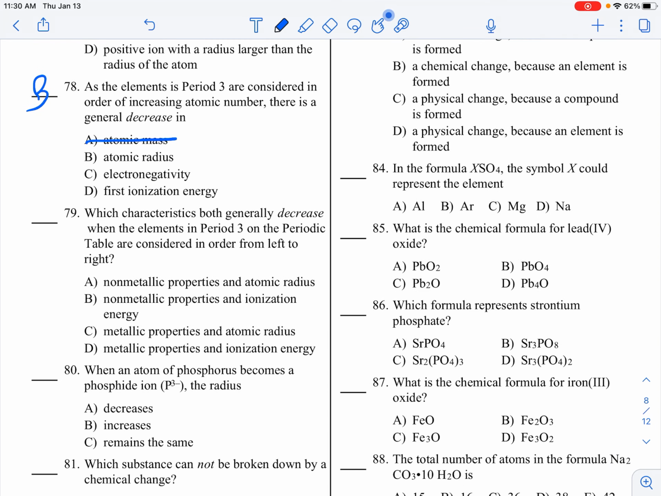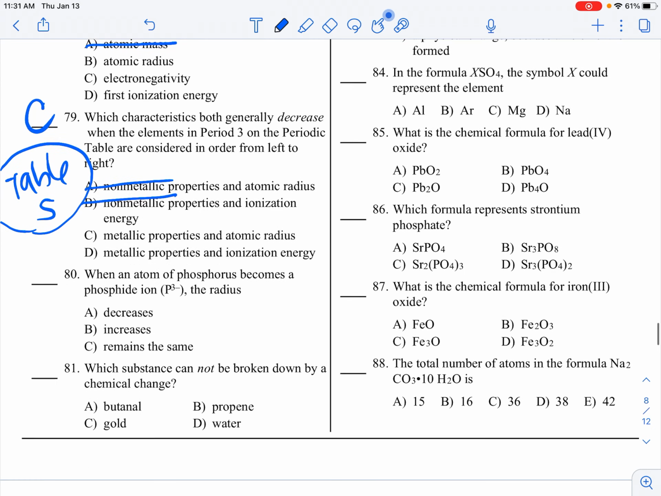Which characteristics generally decrease when elements are considered left to right, period 3 again? So non-metallic properties decrease. No, you're going from metal to non-metal, so that's not going to do it. Metallic properties decrease, yes. And we just realized from 78 that atomic radius is also going to decrease, so it's 79. This again is Table S. So you should be looking at that.